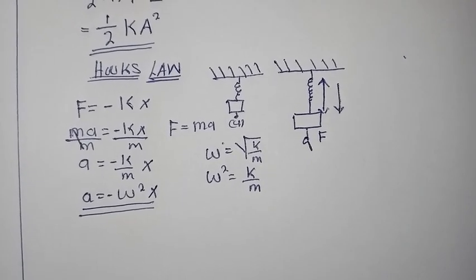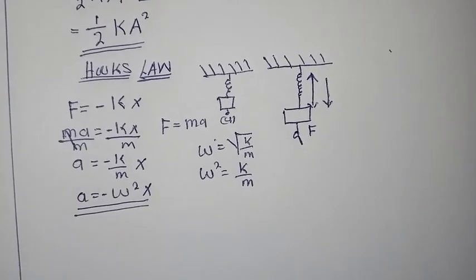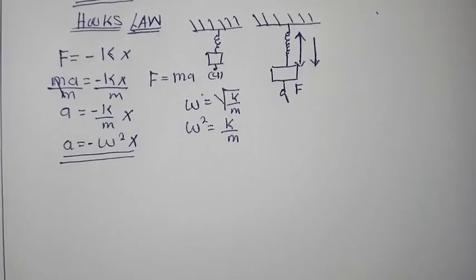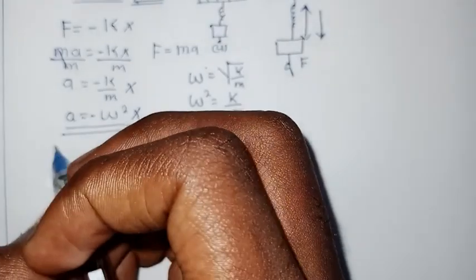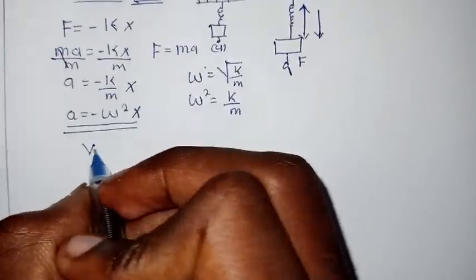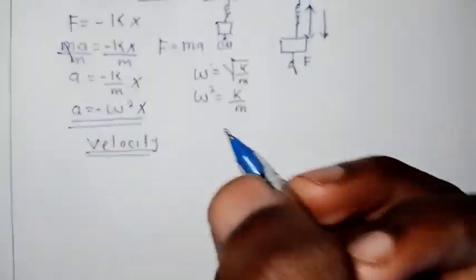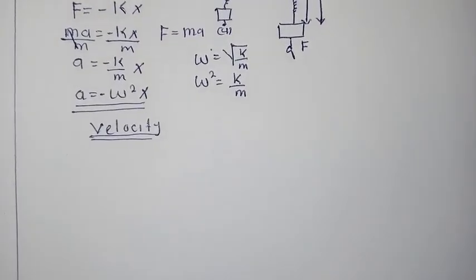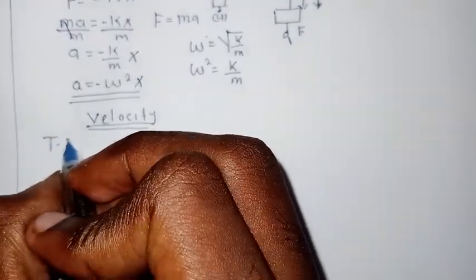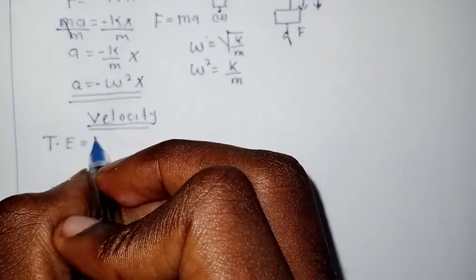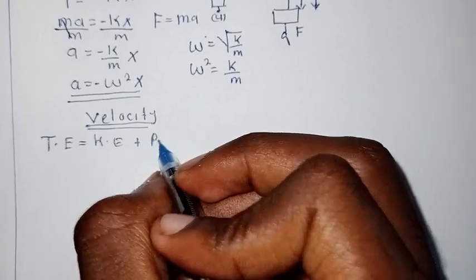Now, how do we find the velocity of an object that is in motion under simple harmonic motion? How do we come up with the velocity? Remember, say velocity. From the energy, we say that the total energy was equal to the kinetic energy plus potential energy.